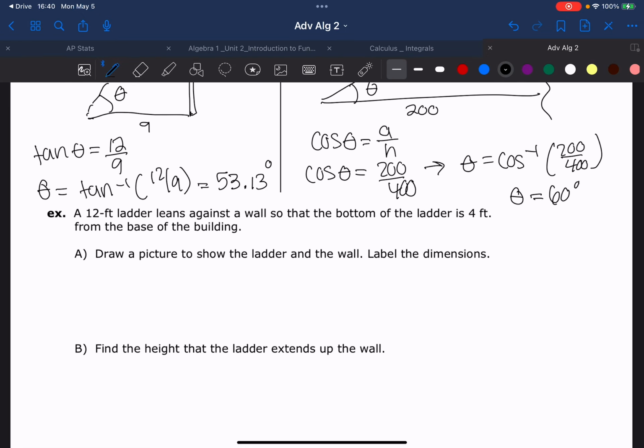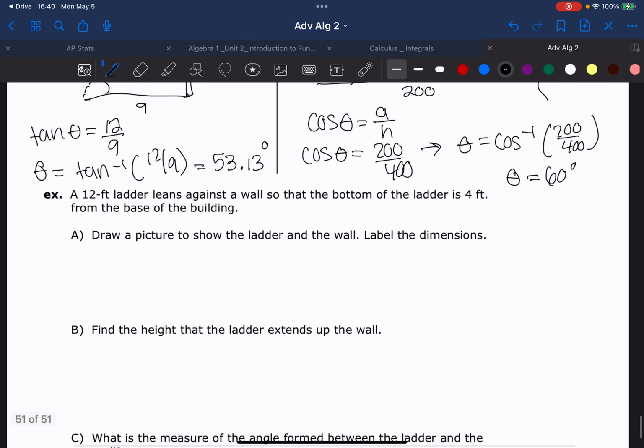Okay, last example here. It says a 12-foot ladder leans against a wall so that the bottom of the ladder is 4 feet from the base of the wall. Okay, so A says draw a picture to show the ladder in the wall and then later label the dimensions. Okay, so we have a 12-foot ladder leans against a wall. So here is my wall. Okay, here is my ladder. We know it is 12 feet. It's leaning against a wall, and we know the bottom here is the distance from the ladder to the wall, which is 4 feet.